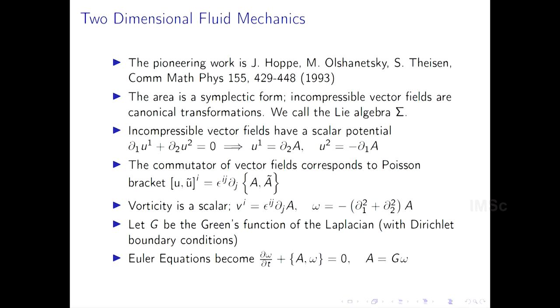And the Euler equations become a set of differential integral equations for a scalar field omega, where this is the usual Poisson bracket, where x1 and x2 are canonically conjugate to each other. And this scalar function A is the Green's function of the Laplace operator acting on omega. So this is the way Euler equations look in 2 dimensions. And this has been very well studied. In fact, being a very old branch of mathematical physics, 2-dimensional fluid mechanics has been studied for centuries.